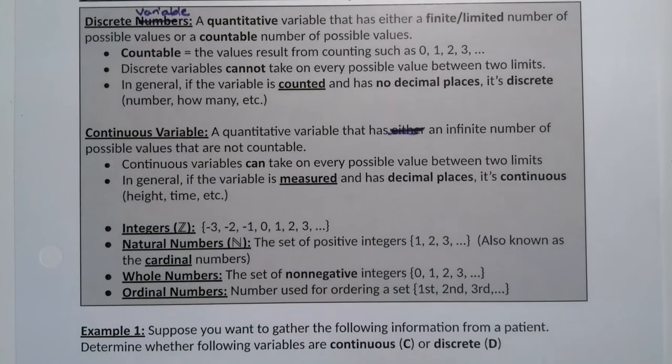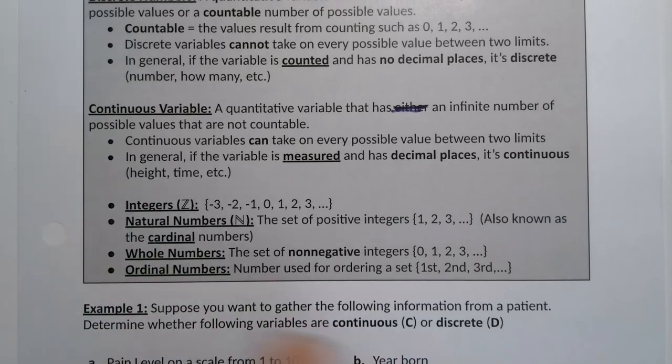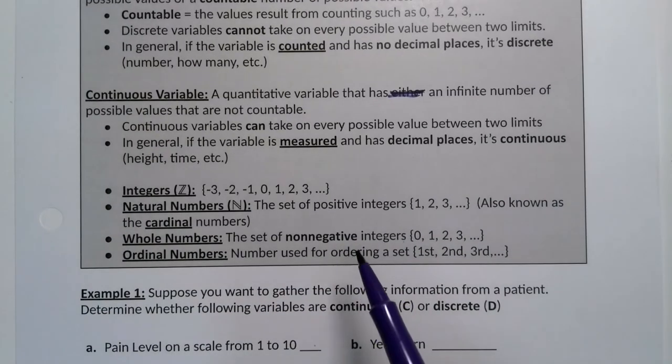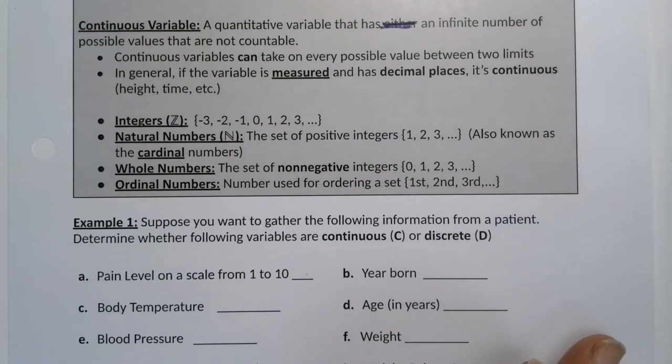All right, so in general, continuous variables are measured and they'll have decimal places. And it's continuous, so like height, time, etc. Those are continuous variables. And speaking of which, this should have said discrete variable up there. Sorry about that. The integers and the natural numbers and the whole numbers and the ordinal numbers, all of these are discrete. So we're actually going to be working with discrete numbers.